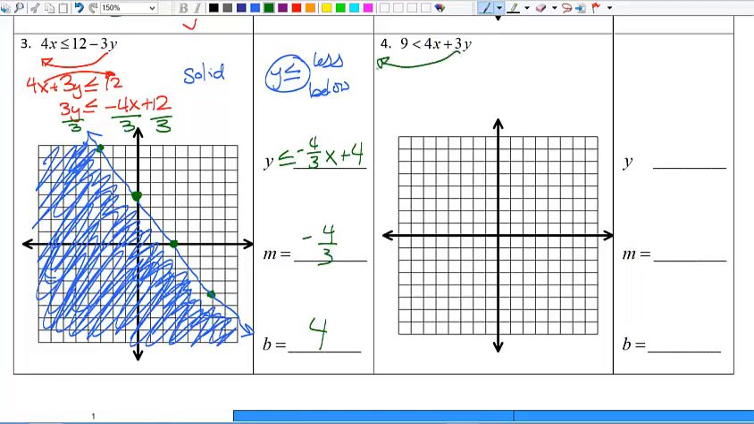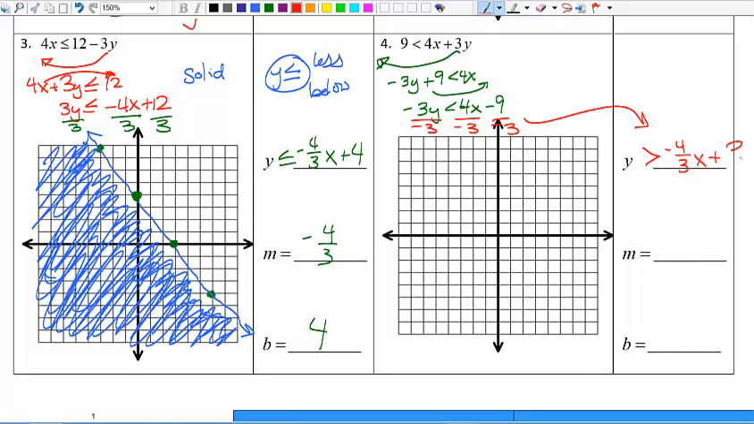On the next problem, I'm going to get the y all by itself, so it's in slope-intercept form. If I move the positive 3y to the other side of the equation, that becomes negative 3y. And I'm going to subtract 9, or move it to the other side, and that becomes positive 4x minus 9. And lastly, I'm going to divide everything by negative 3. So that gets me y is greater than negative 4/3 x, because I divided by a negative, my sign changes. Negative 9 divided by negative 3 is actually plus 3.